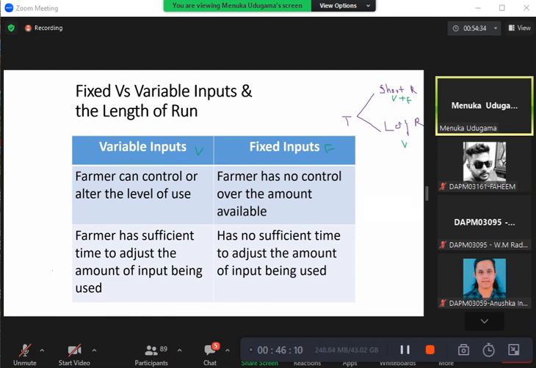So there are two types: variable, which can easily be varied, and there are fixed inputs, which you cannot vary in the short run, but in the long run, you can vary the fixed inputs. Right. So given that, when you estimate the production function to identify the profit maximization point, we have to understand, or we can derive 3 types of relationships from the production function.